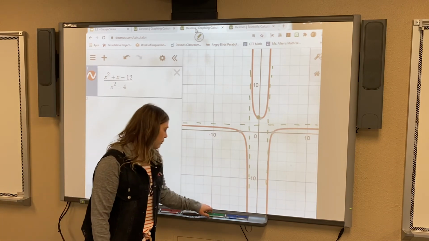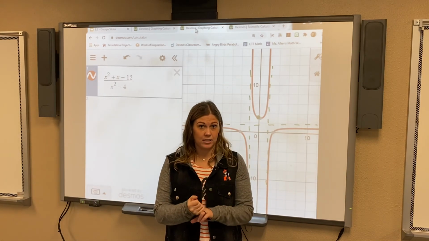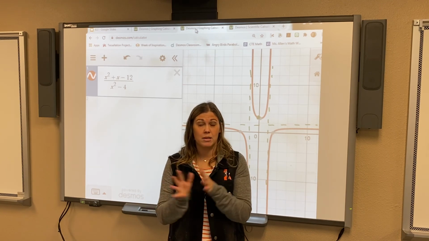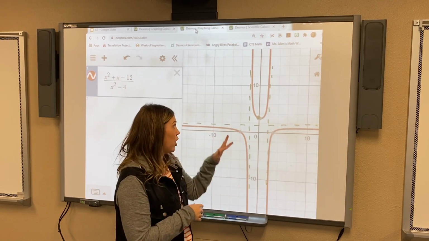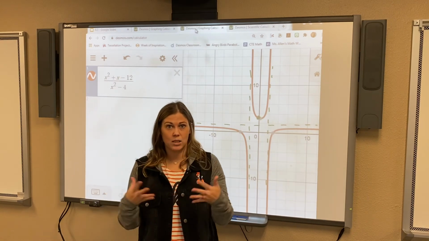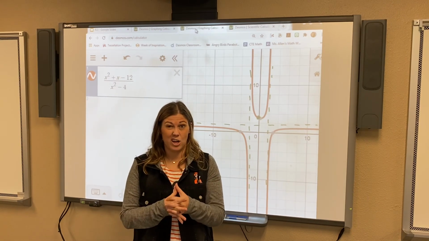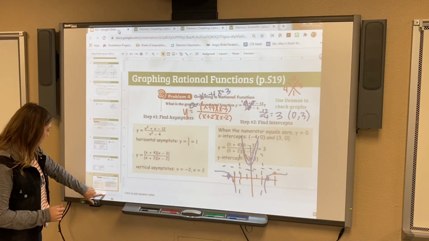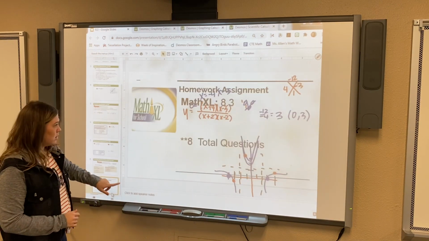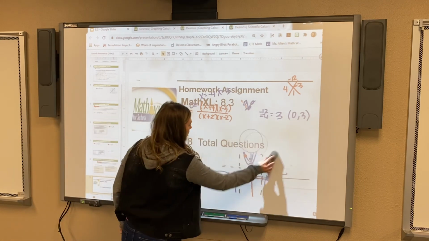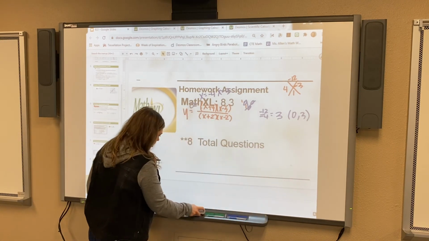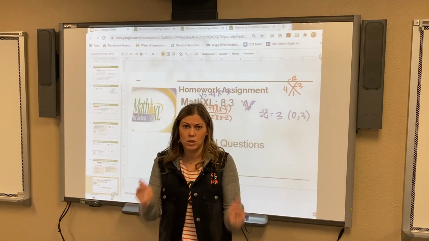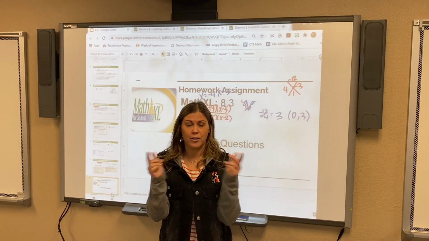And so just by finding your asymptotes on MathXL, you should be able to find what your graph looks like and match it there. But I wanted to go into detail about exactly what to do to find that exact graph, okay? So that is it for 8.3. There are 8 total questions. So you guys got it. Find your vertical asymptotes, horizontal asymptotes, your holes, and you're good, okay?